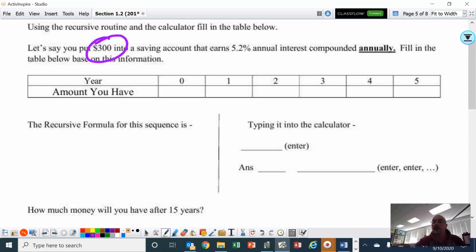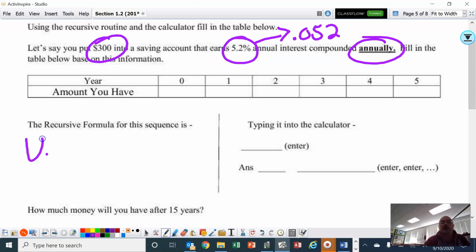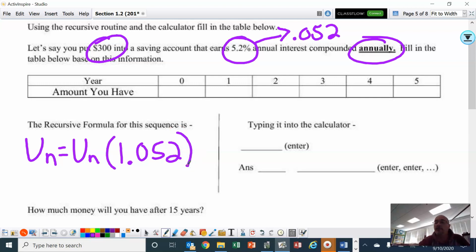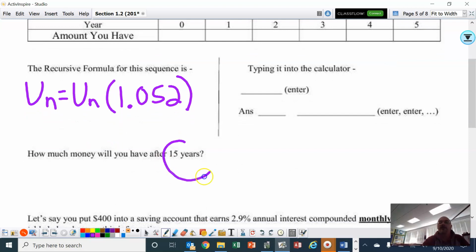So we got $300, 5.2% annually. All right, remember, move the decimal 2 places to the left. So that's 0.052. All right, so my recursive routine is now, since it's annually, I do not need a plus sign. I can put 1.052. I could put the plus sign in there if I wanted to. All right. And then 15 years.